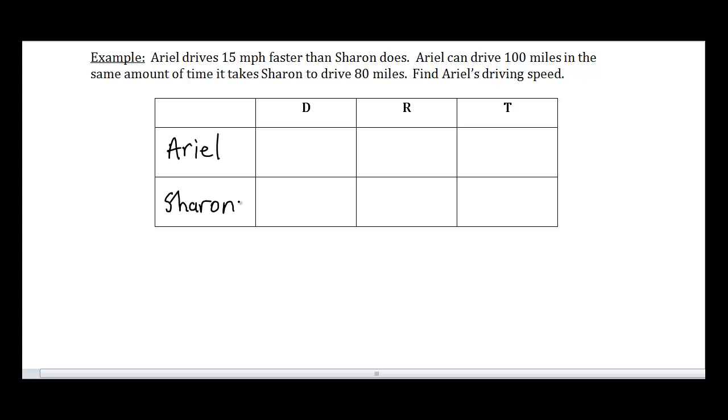All right? This first sentence tells us something about their speed or their rate. It says Ariel drives 15 miles per hour faster than Sharon does. So they're telling us Ariel's rate as if we know Sharon's rate. That's a clue that our variable is going to be the rate that Sharon drives. Now that I have Sharon's rate, I can find Ariel's. If Ariel is going 15 miles per hour faster, then I definitely need to add 15 to whatever Sharon's going, which is x. So I get x plus 15.